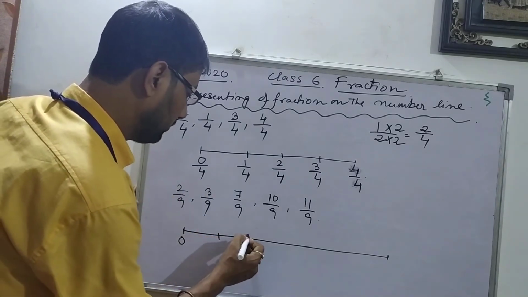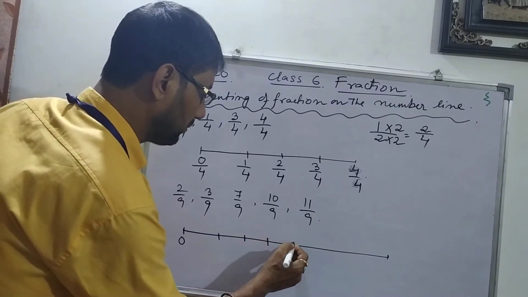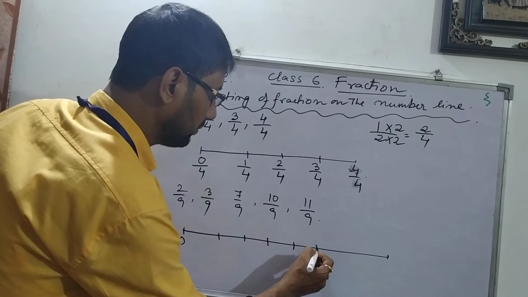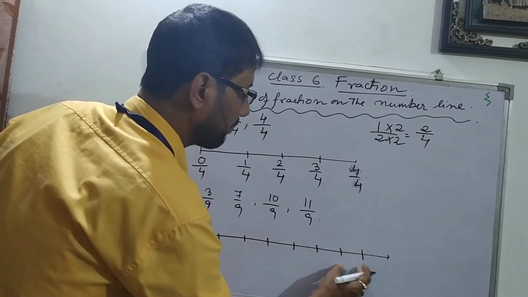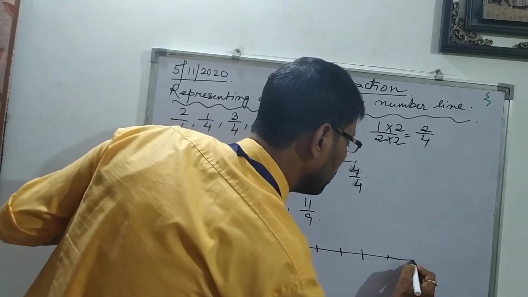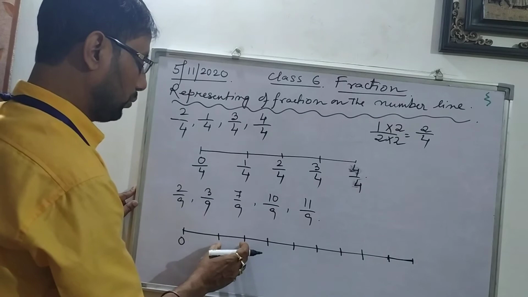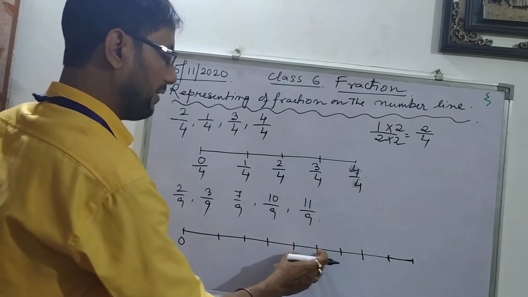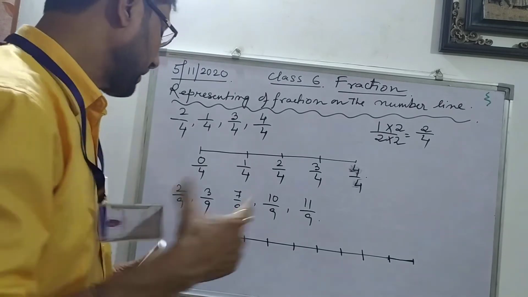1 part, 2 part, 3 part, 4 part, 5 part, 6 part, 7 part, 8 part, let me draw one more, 9 part. 1, 2, 3, 4, 5, 6, 7, 8, 9. Now we will start with 0.